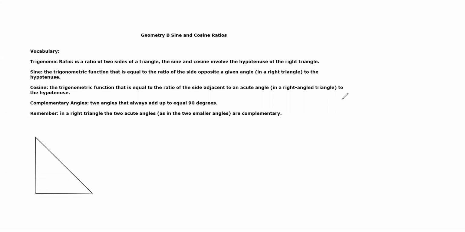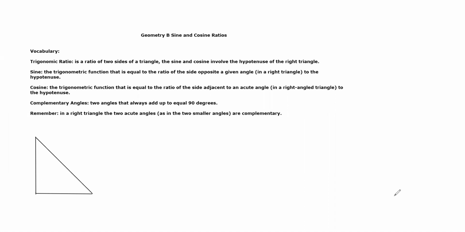If you are here, it is because we have made it to trigonometric ratios in geometry. So what are trigonometric ratios? Right here, I'm going to have you write down these definitions. A trigonometric ratio is a ratio of two sides of a triangle. The sine and cosine involve the hypotenuse of the triangle.